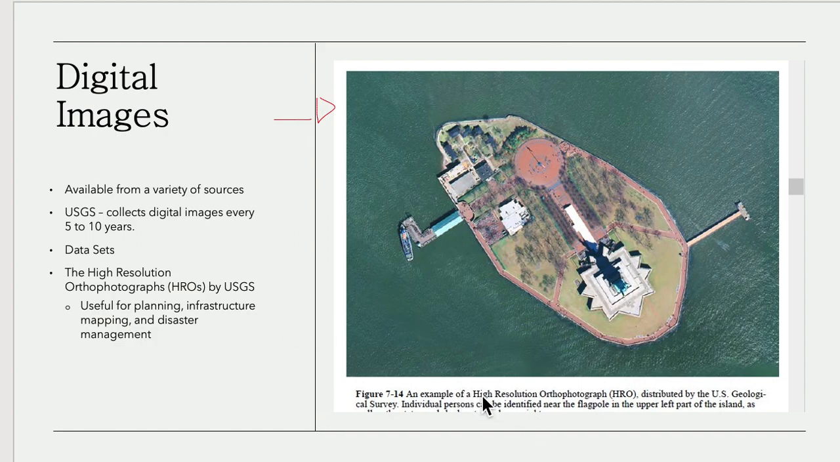So this is an example of a high-resolution orthophotograph distributed by the USGS. And it just tells you how you could see individual persons near the flagpole in the upper left part of the island. So this is good quality. So high resolution means that it's very well pixelated and good quality.